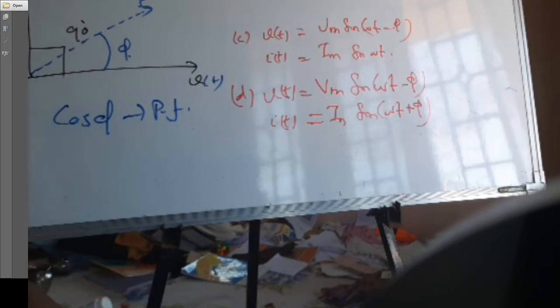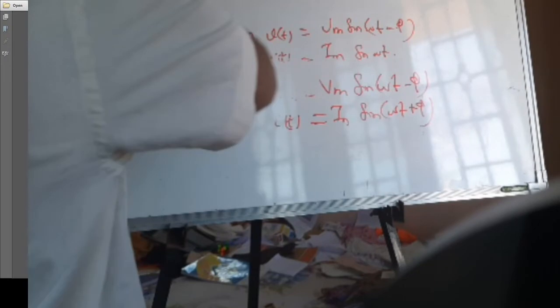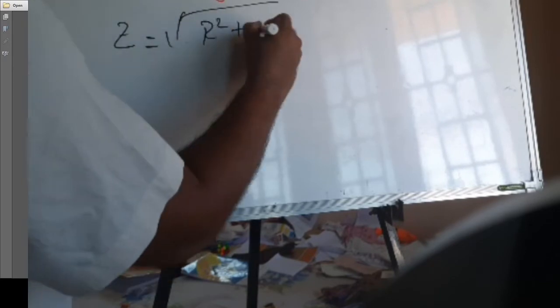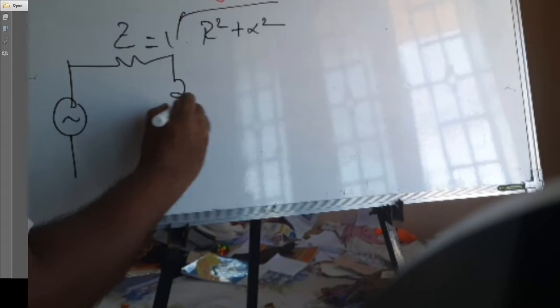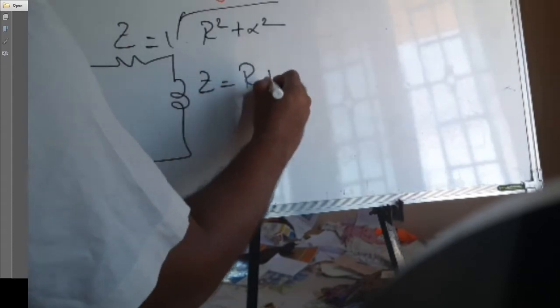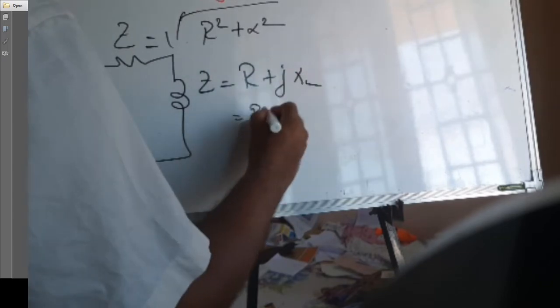Now I want you to go back to another concept: resistance, reactance, and impedance. We know what resistance is, and we know the reactances XL and XC. We studied that Z is equal to R plus jX, and Z is equal to the root of R squared plus X squared. For a circuit with a resistance and an inductance, Z is equal to R plus j omega L, in ohms.